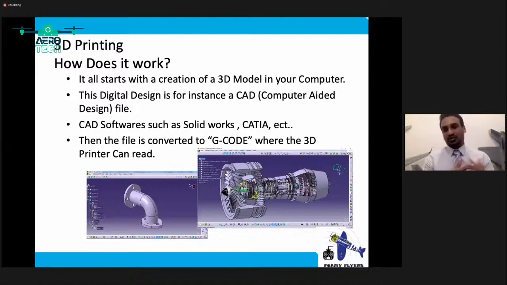So to convert that into G-code, there are some software as well, like Cura and something like that. Then you can basically convert that and get it printed. So this is how 3D printing normally works.